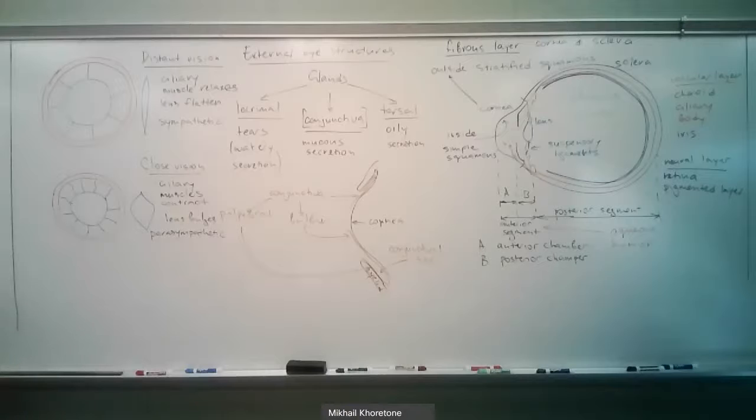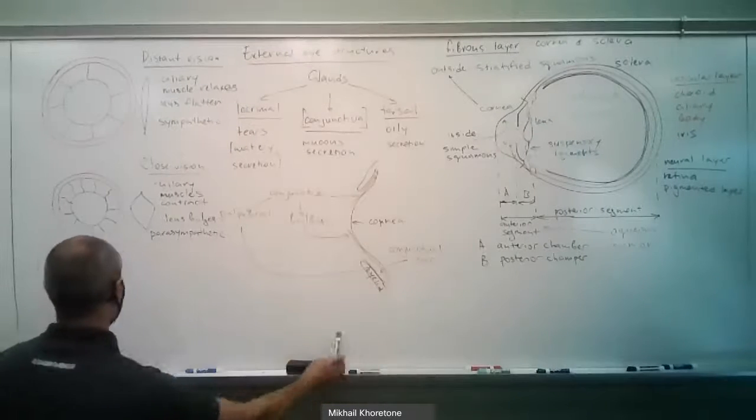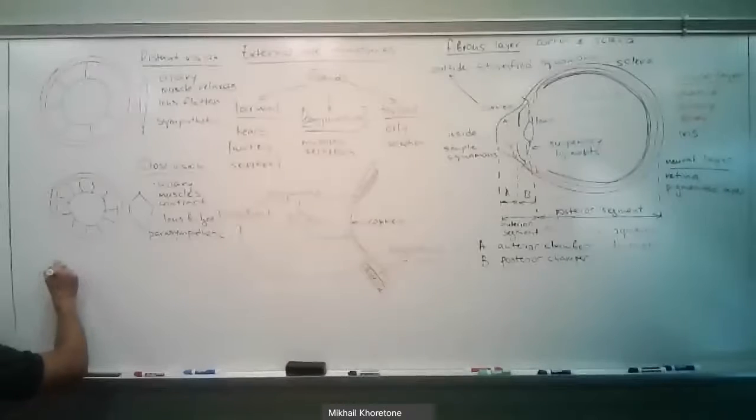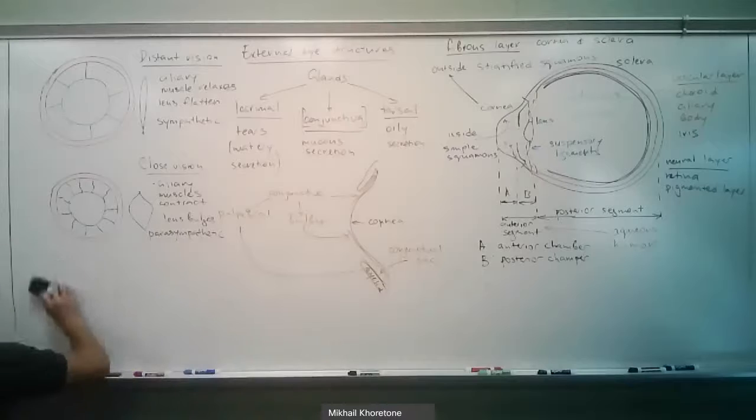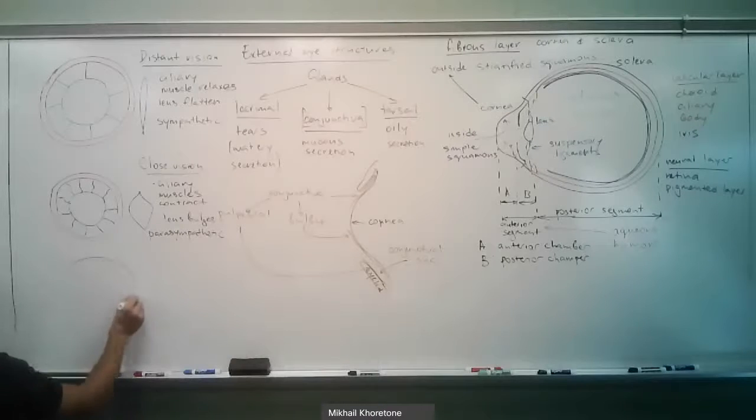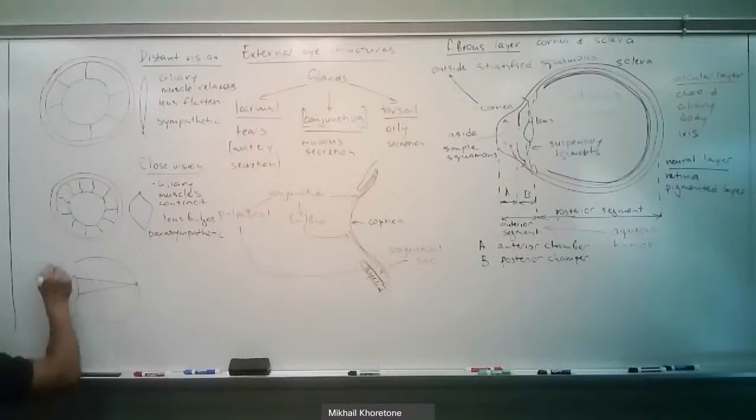So that brings us to the concept of myopia and hyperopia. During normal vision, if this is your eye, and I'm not going to draw the entire eye, I'm just going to draw the back of it. So that's the eye, that's the lens. The lens focuses the light on the retina. Okay, so that's normal vision.